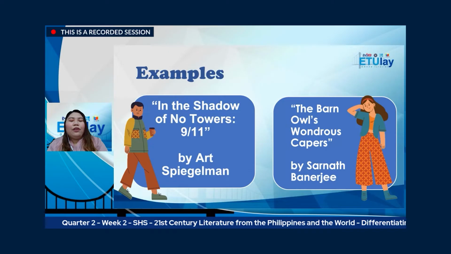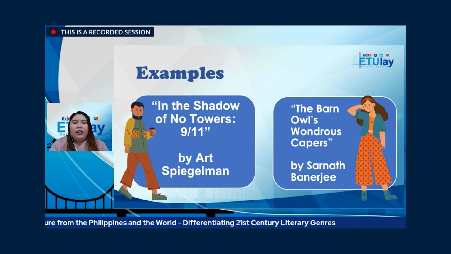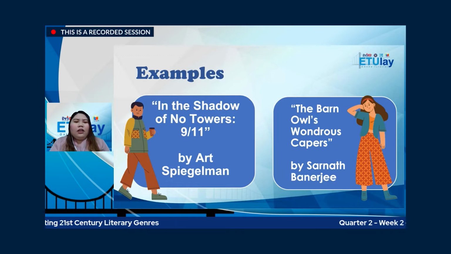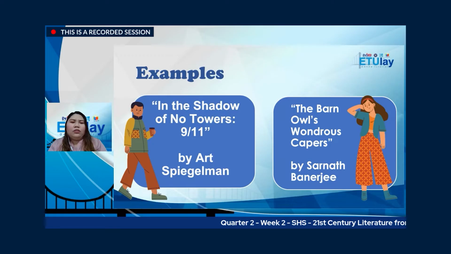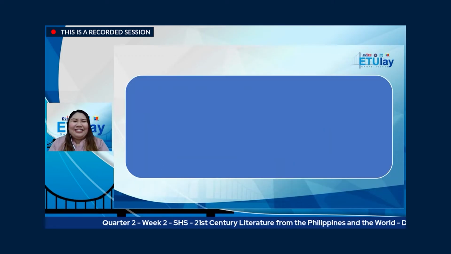Second example of graphic novel is The Barn Owl's Wonderscape by Sarnath Banerjee. So this is portraying 18th century Calcutta, exploiting the myth of the wandering Jew. So this is heart wrenching. You may want to read it.